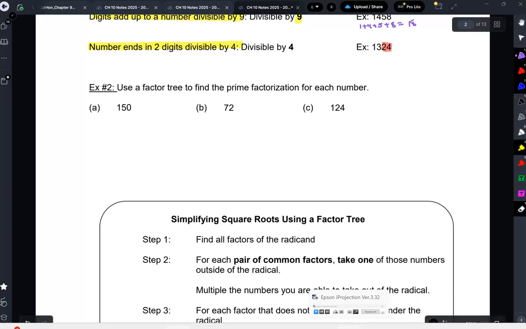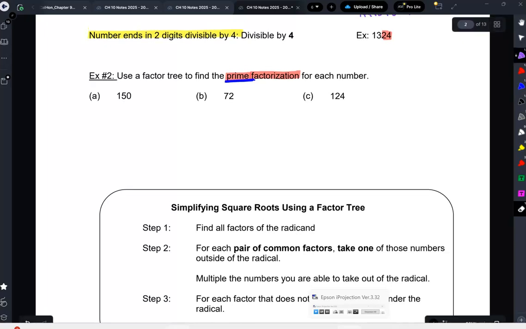Okay. We're going to do a factor tree to find the prime factorization of each number. The idea is prime factorization. What are the prime numbers? 1, 3, 5, 7, 11, right? Not 9, 13, things that can only be divided by themselves. Okay, so prime factorization is this.